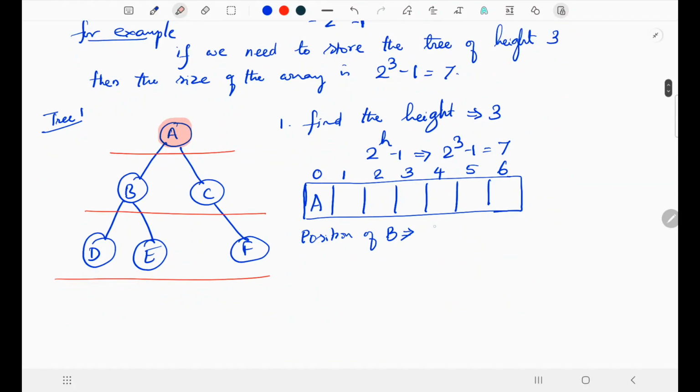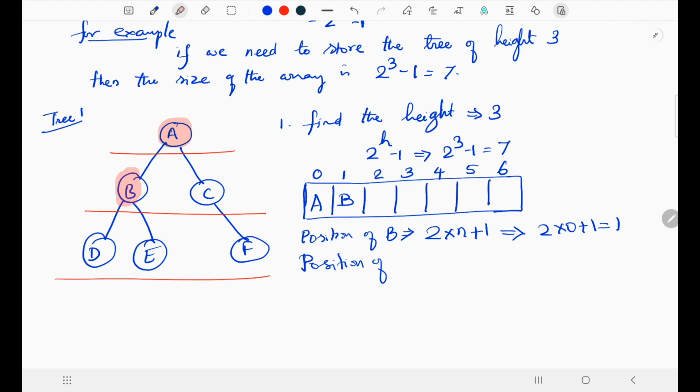So B will be in the position 2n plus 1. What is the n here? n is the index of the parent. What is the index of the parent? Parent is A, index is 0. So 2 into 0 plus 1 equals 1. So B will be in the index 1. Position of B is finished.